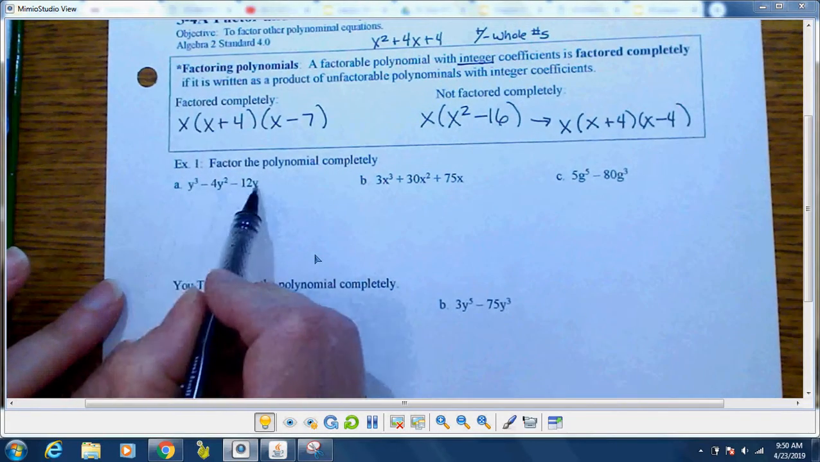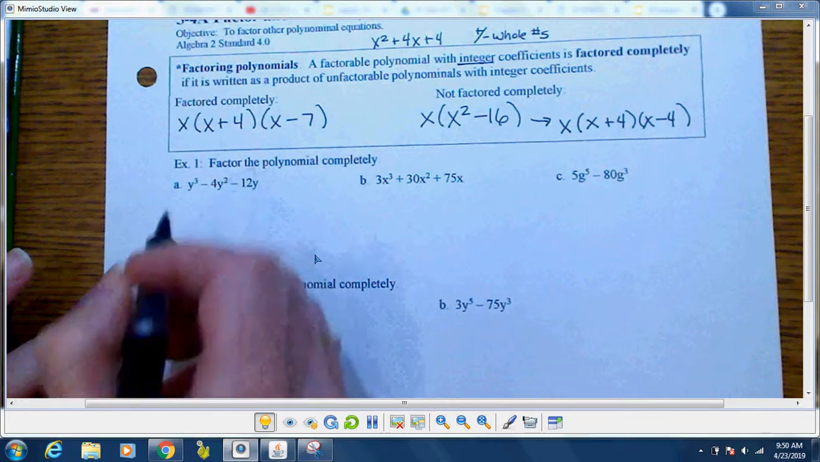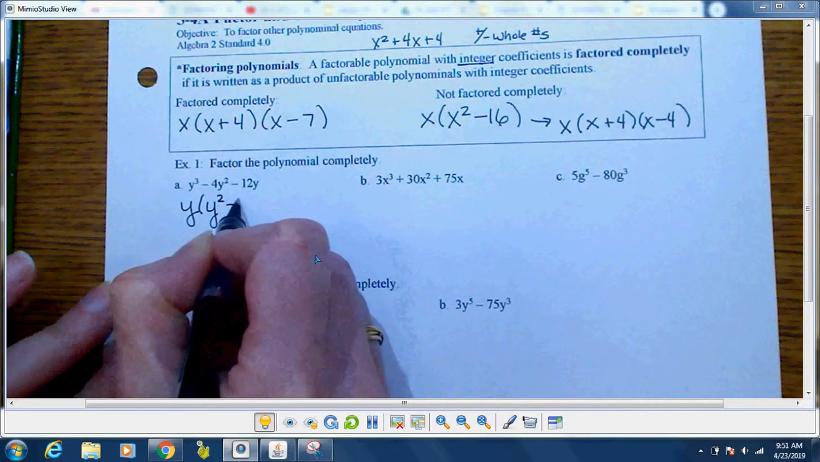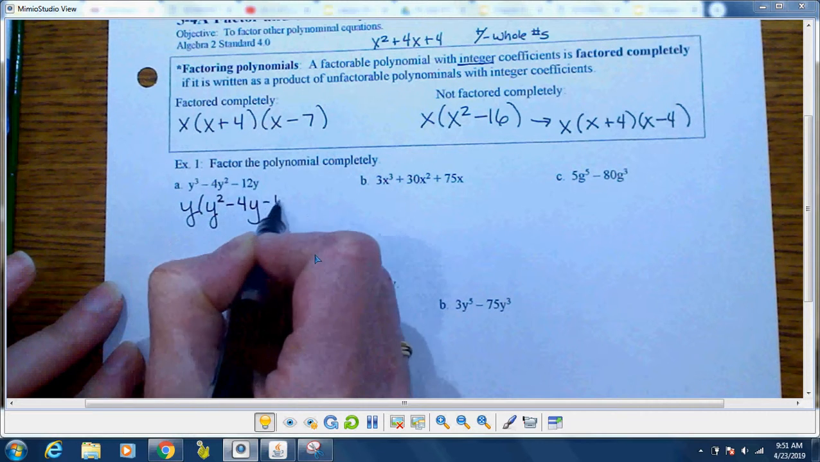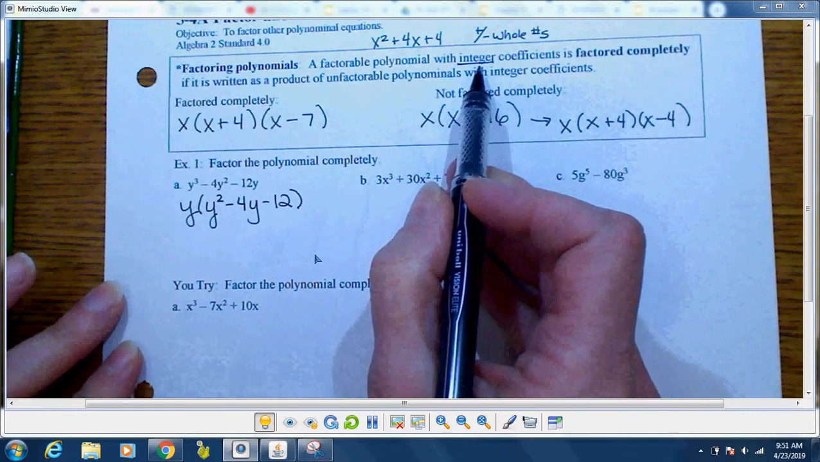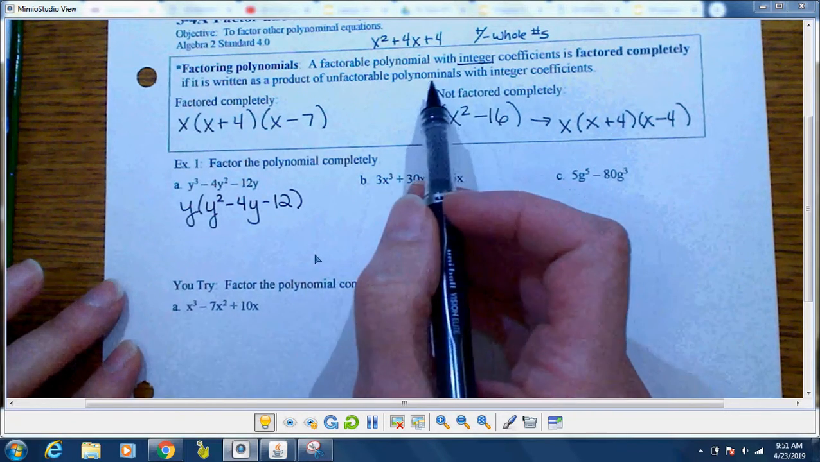So let's factor each of these completely. So if I look at this, I look at all my terms. I can first factor a y out. So I get y times y squared minus 4y minus 12. Okay. And again, we're paying attention. We want these integer coefficients. We want whole numbers. We don't want fractions.